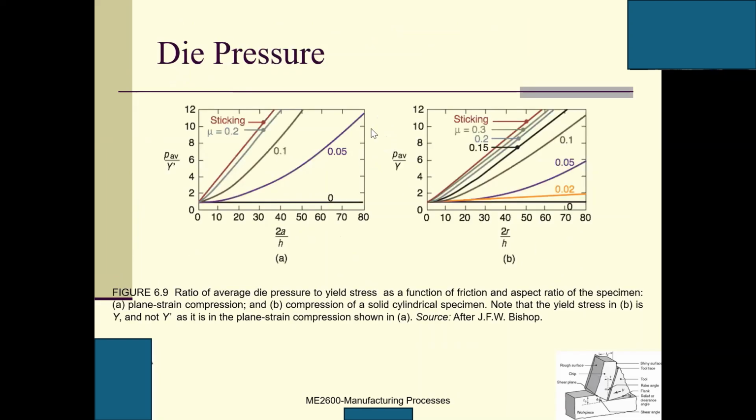The die pressure: you can see the ratio of average die pressure to yield strength. As I said, I would suggest using yield strength instead of stress. It is a function of friction and aspect ratio of the specimen. Aspect ratio means the ratio of the height to the in-plane dimension. Do you have a sense?